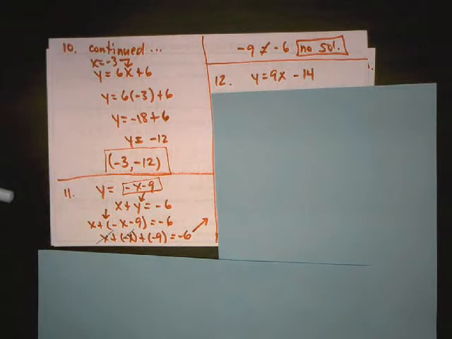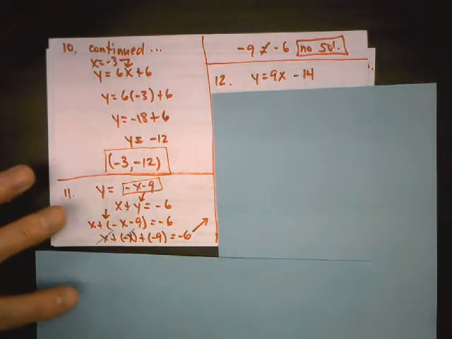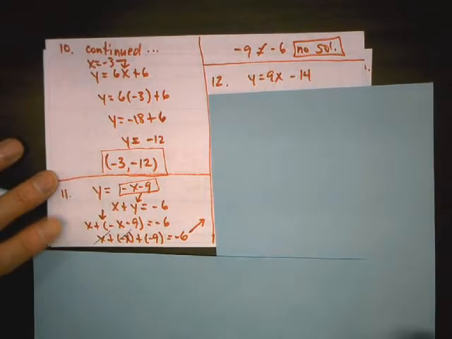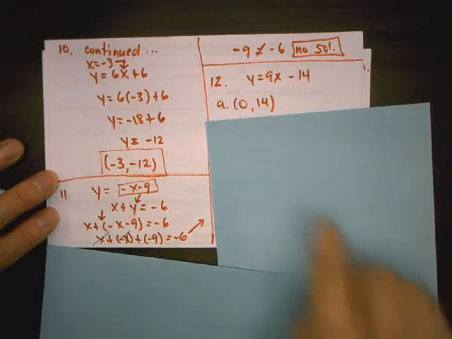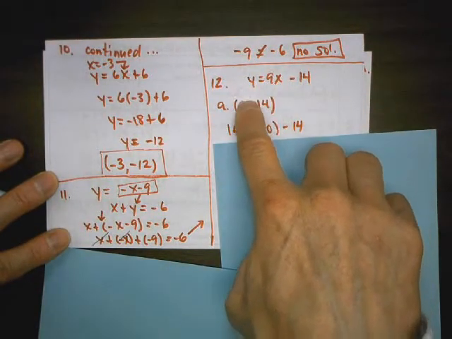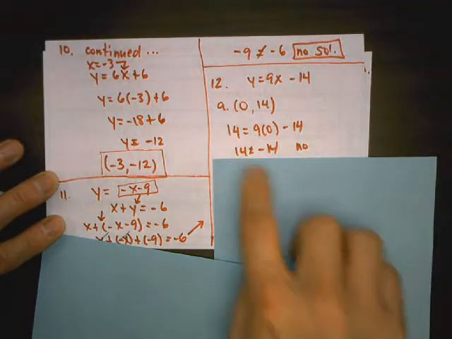Number 12, they ask us, which of those points satisfy the function? In other words, which of those are a solution? In other words, which of those are on this line? How do I do that? Well, quickest way is just to plug them in. So I'll plug 14 where y goes, because that's y, and 0 where x goes, and I'll simplify.